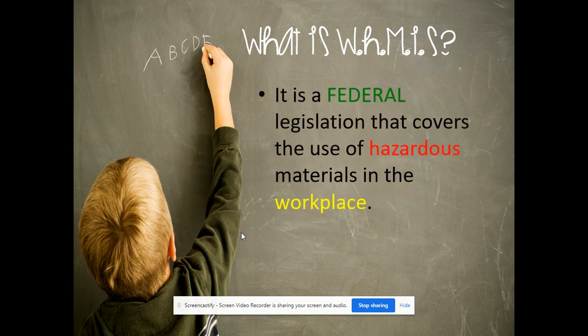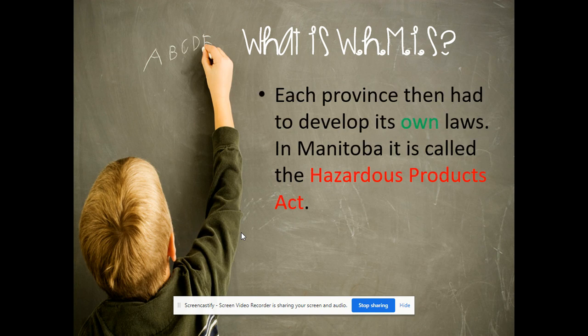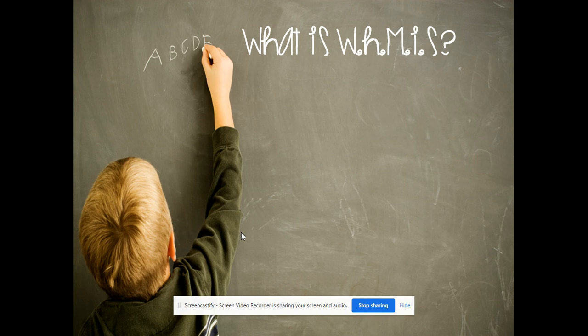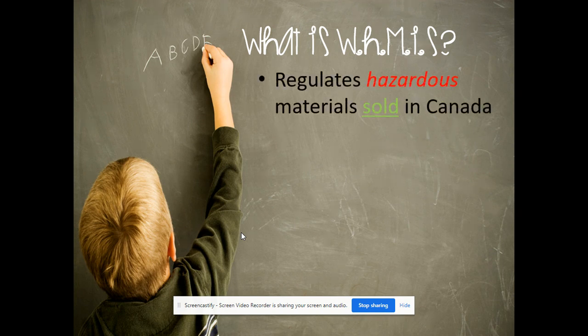It is a federal, so that's all of Canada, legislation that covers the use of hazardous materials in the workplace. And for us, the workplace is school. Each province then had to develop its own laws. Okay, and in Manitoba, it's called the Hazardous Products Act. And what does it do? Well, it regulates hazardous materials sold in Canada.